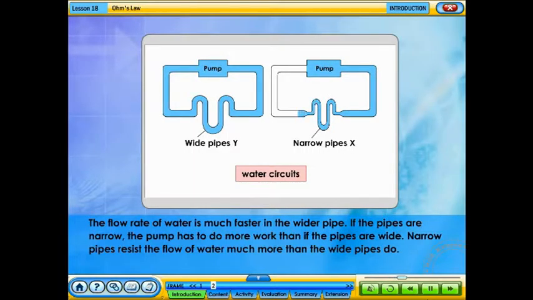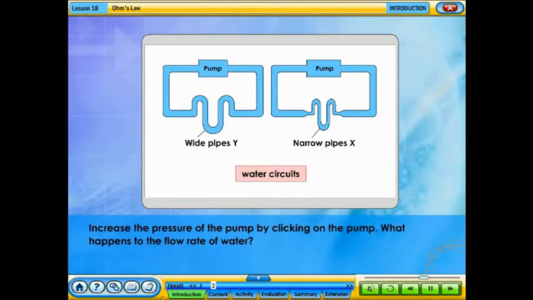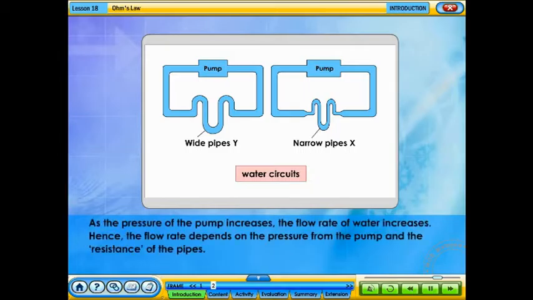If the pipes are narrow, the pump has to do more work than if the pipes are wide. Narrow pipes resist the flow of water much more than the wide pipes do. Increase the pressure of the pump by clicking on the pump. What happens to the flow rate of water? As the pressure of the pump increases, the flow rate of water increases. Hence, the flow rate depends on the pressure from the pump and the resistance of the pipes.